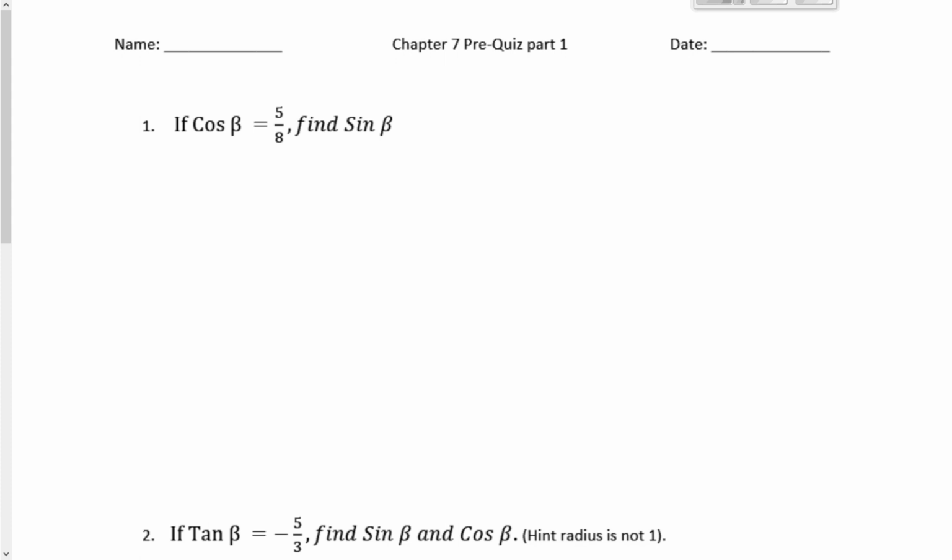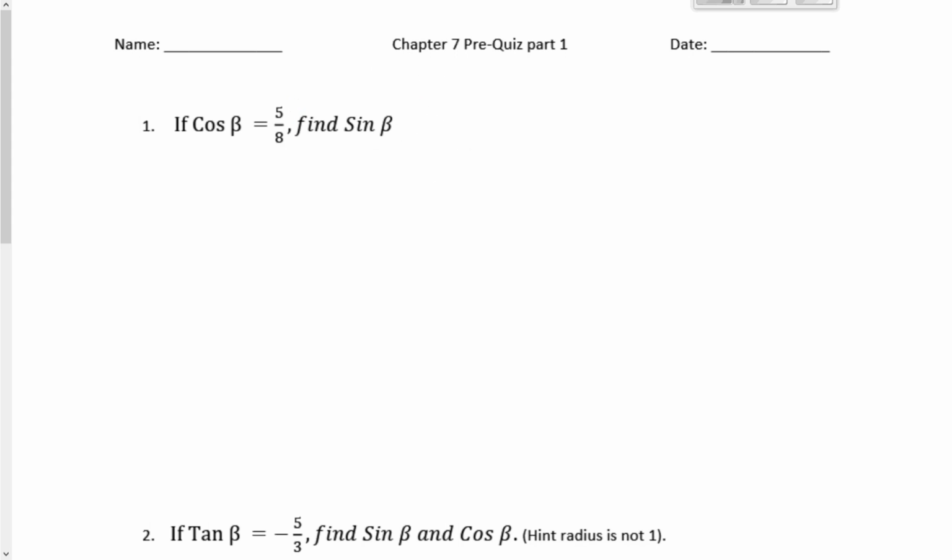Chapter 7 pre-quiz part 1. Here's the key. So we're finding cosine of beta. One way to do it is put this as x and this is r, and then you could use the Pythagorean theorem to find your y, because sine is just y over r. So that's one way you can do it.